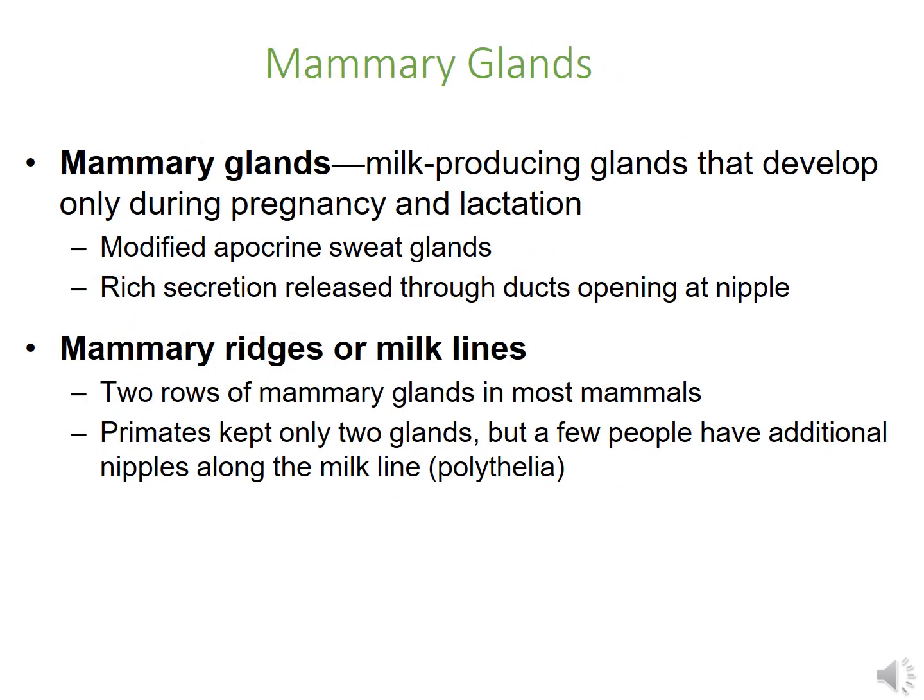Mammary glands. Milk-producing glands that develop only during pregnancy and lactation. Modified apocrine sweat glands, with rich secretion released through ducts opening at the nipple. Mammary ridges, or milk lines. Two rows of mammary glands in most mammals. Primates kept only two glands, but a few people have additional nipples along the milk line, called polythelia.